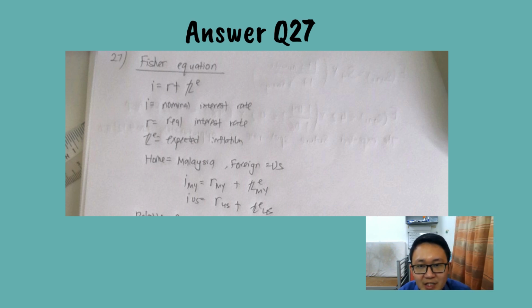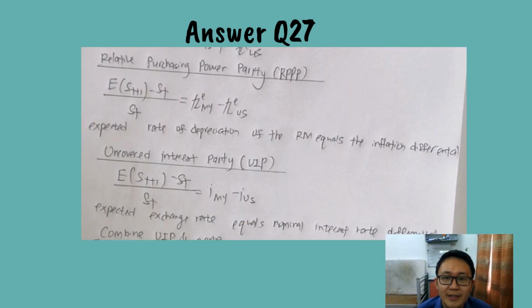So here are the equations. The Malaysia nominal interest rate equals the Malaysia real interest rate plus the Malaysia expected inflation. And the second equation is the US nominal interest rate equals the US real interest rate plus the US expected inflation. Next is the relative purchasing power parity: the expected future spot rate minus the current spot rate, over the current spot rate, equals the expected inflation in Malaysia minus the expected inflation in the US. So the expected rate of depreciation of the ringgit equals the inflation differential.